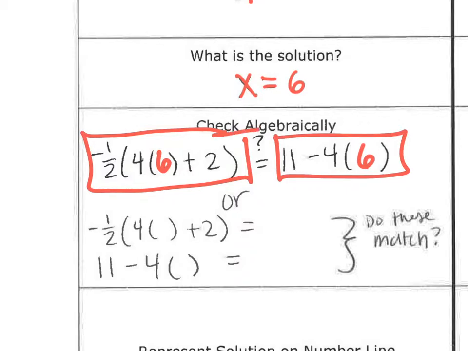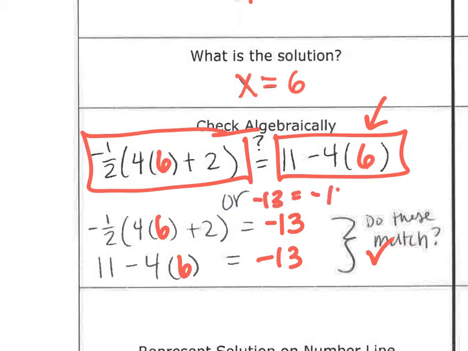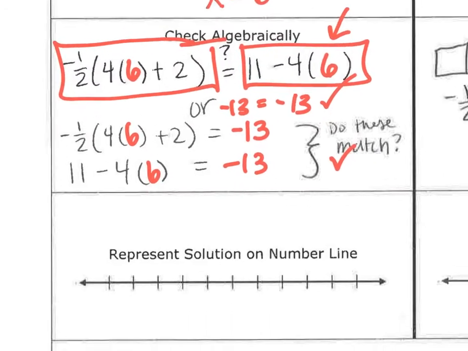So if I take the left side and I put it in my calculator, I get negative 13. When I do the same thing with the right side, I get negative 13. Do these match? The answer is yes, which means I get negative 13 equals negative 13. So that means I have the correct solution and I can move forward.